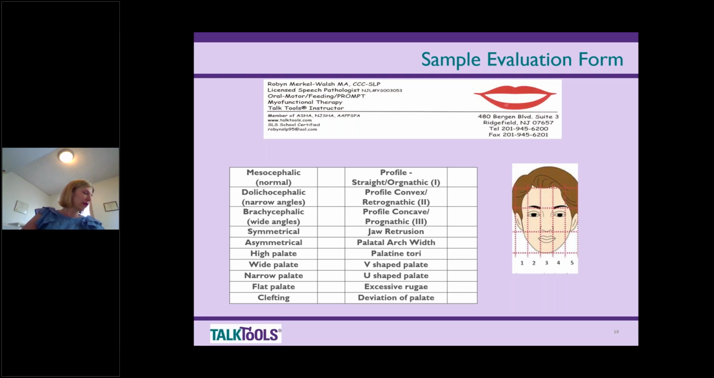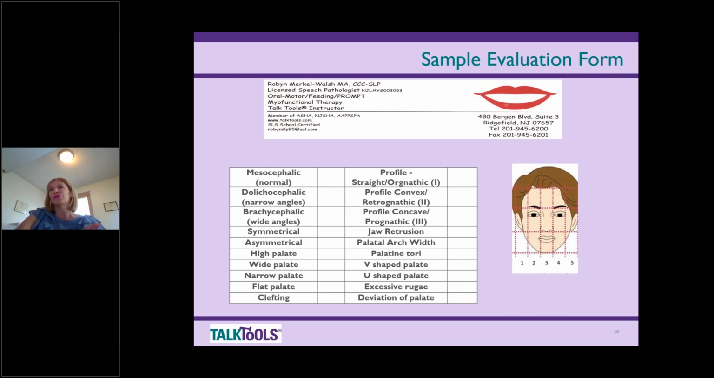So this is a sample of my evaluation form, and the full evaluation forms are available on the Talk Tools website. It's actually under our TOTS class. So you go to the resource area and then you look for course handouts and information. And in the TOTS section, this is part of a sample evaluation form in being able to indicate what problems you're seeing with the craniofacial structure.